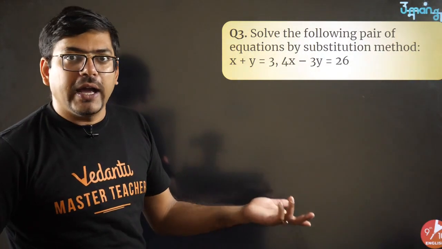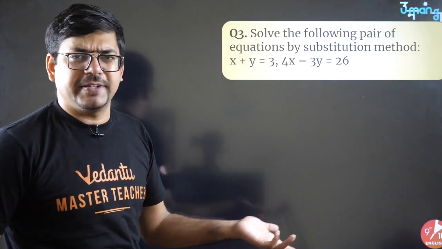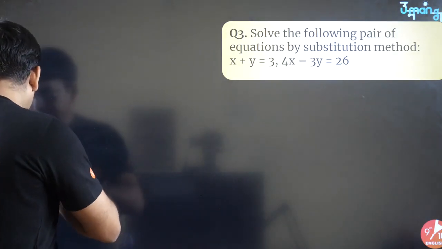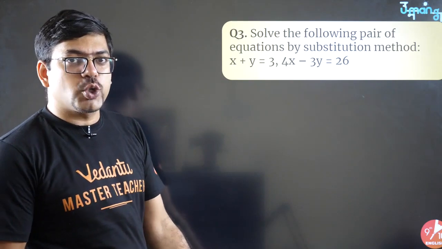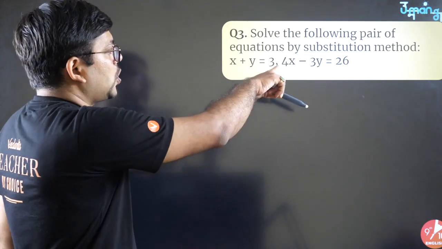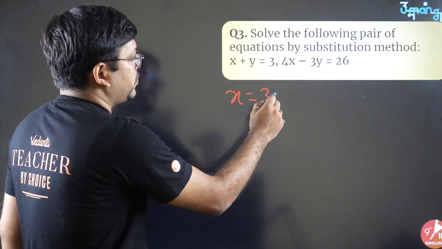Pretty simple one. Now I am assuming that you would have contemplated how to solve these questions very easily, isn't it? So the first question says again the same thing, x plus y equals 3. Find either x or y, it does not make a difference. So you have got here 4x and 3y. So let's find x here. x equals 3 minus y.